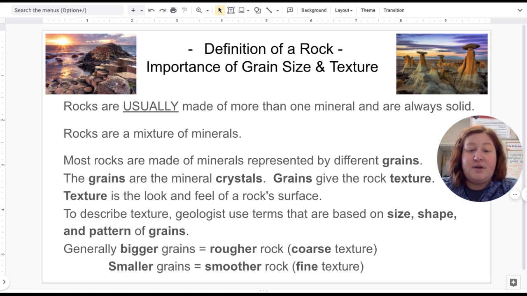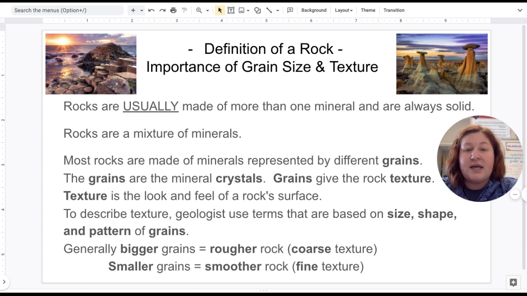So most rocks are made of minerals that are represented by different grains, and the grains are kind of like the little dots that you see on the rocks. The grains are like those mineral crystals. So remember how we talked a couple units ago about how minerals have crystals, or they're in a crystal form. Usually in rocks, you see a mixture of those crystals in it.